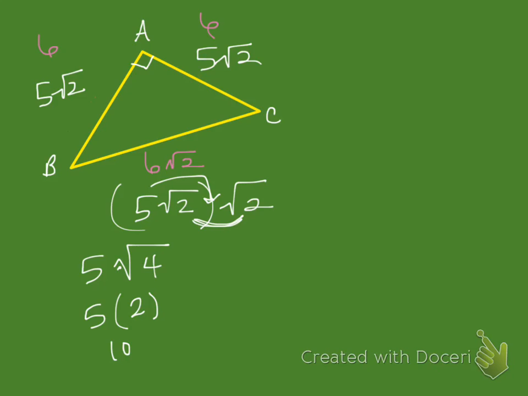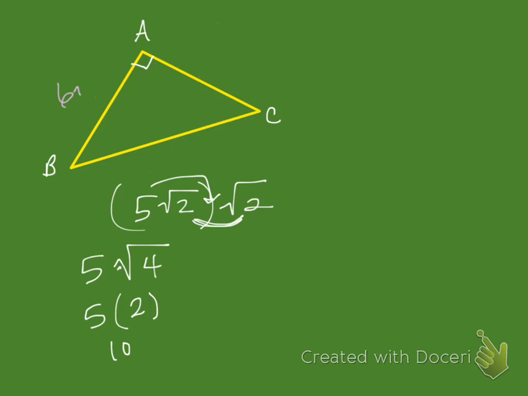Square root of 4 is 2, so you have 5 times 2, which is 10. Okay, let's look at another one real quick, and let's look at this in the form of the Pythagorean theorem. So instead of 5 square roots of 2, let's change it to 6 square roots of 2 and see what happens. I'm going to leave the work over here for this one so that we can see and compare.